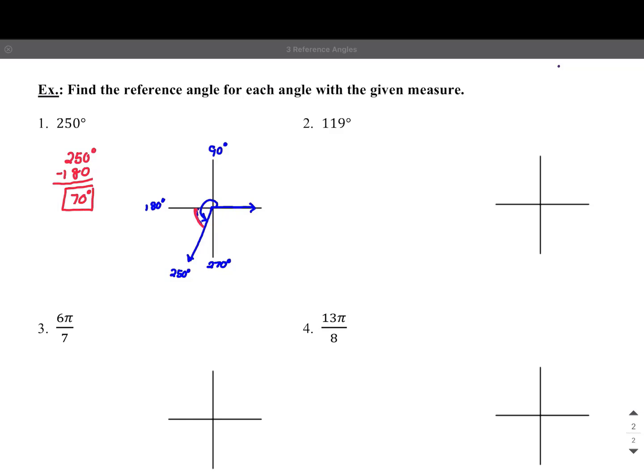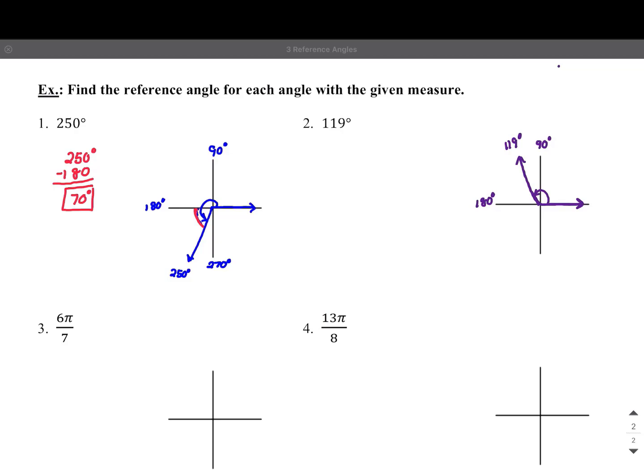Let's try 119 degrees. So 119 degrees, here is our initial side. We're going to go past the 90 degrees, but we're not going to go past the 180. So we're going to be somewhere over here, okay? It's for 119 degrees, and we rotate it this way.